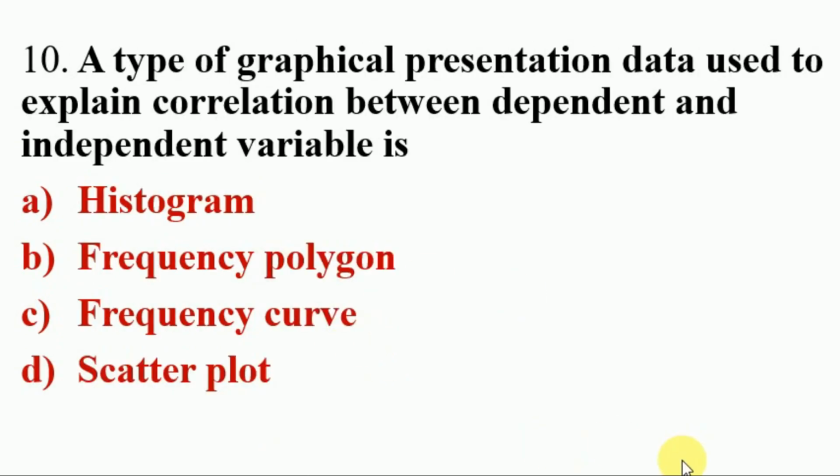Next question. A type of graphical presentation used to explain correlation between dependent and independent variable is, options: A. Histogram, B. Frequency polygon, C. Frequency curve, D. Scatter plot or scatter diagram. Answer is D. Scatter plot. So scatter diagram, it is usually used to show the nature of correlation between two variables.